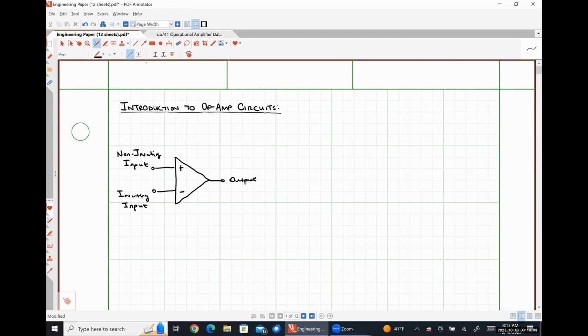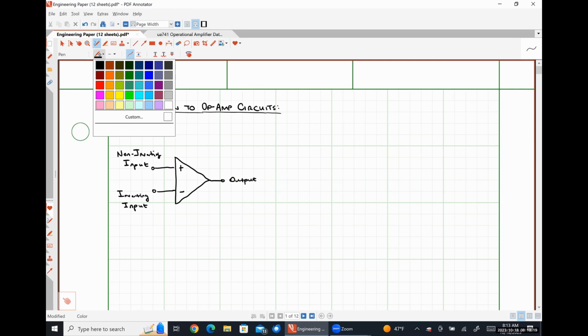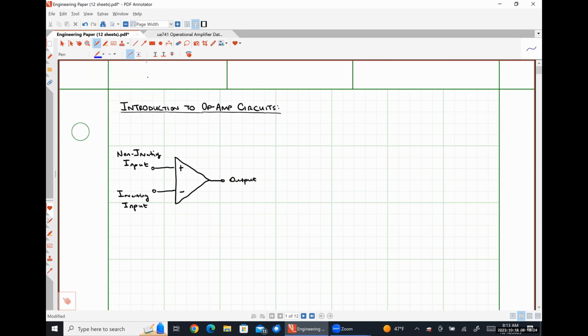For the intents and purposes of this class, these are the three terminals that we are going to be dealing with. Now, I am going to draw the other terminals on here, but I'm going to call them optional, but that's not entirely true. So the first of the quote unquote optional pins that I'm going to put on is the VCC plus pin. And then down here, I'm going to put the VCC minus pin.